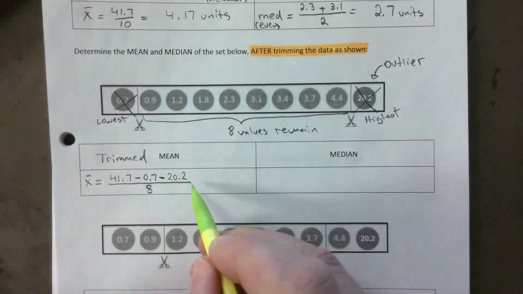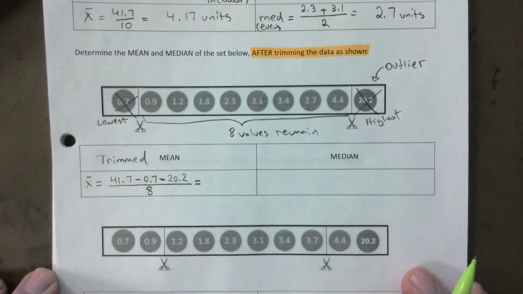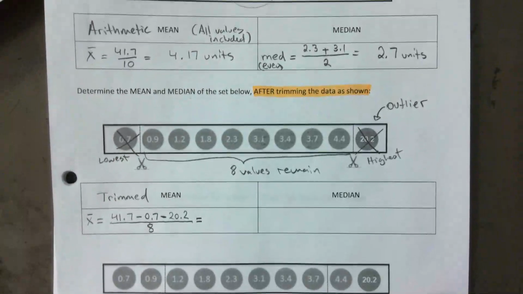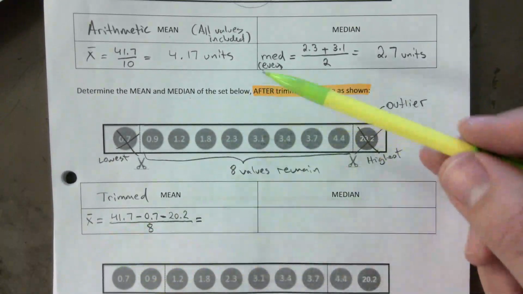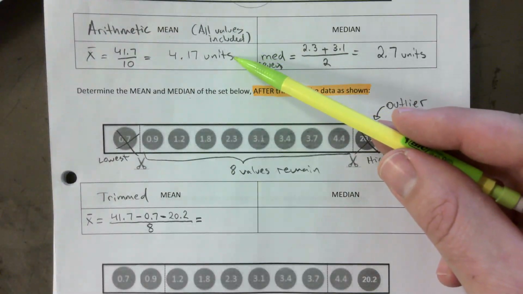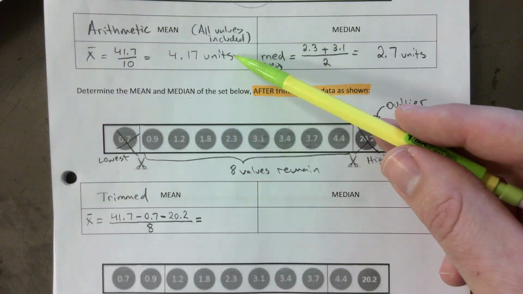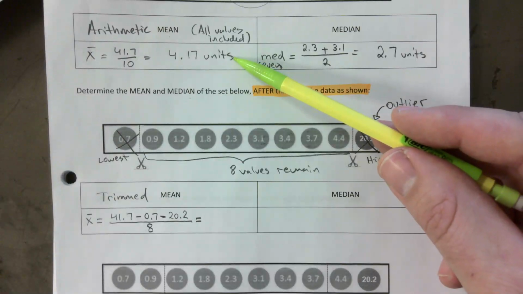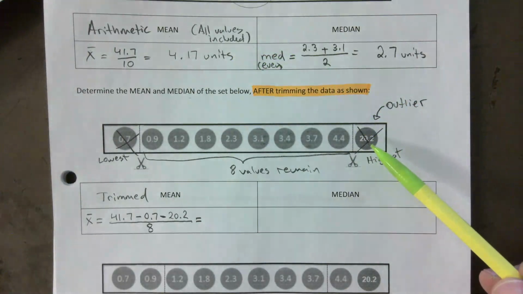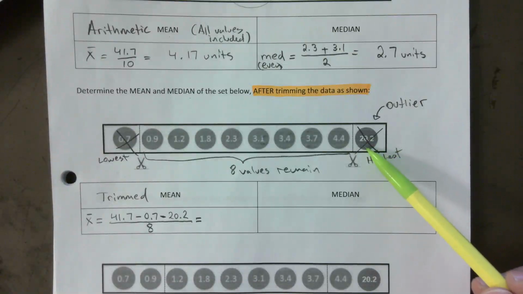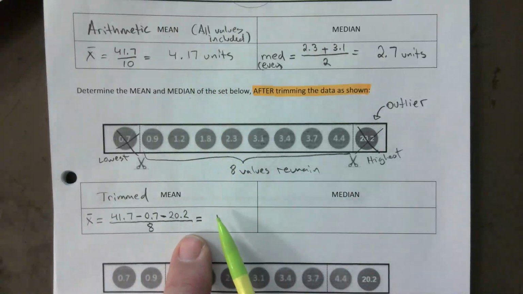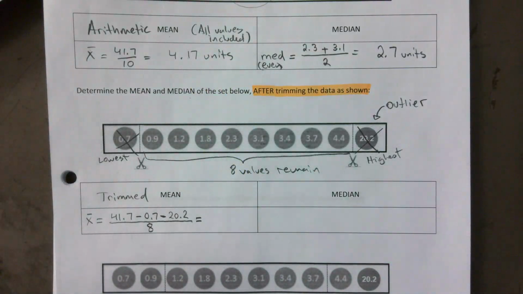So 8. Before I answer, what do you think is going to happen to the mean? It's going to decrease? Yes, right? Because you're getting rid of the highest, like the outliers on the upper side. So we're going to expect this number to drop. So let's go ahead and figure that out.